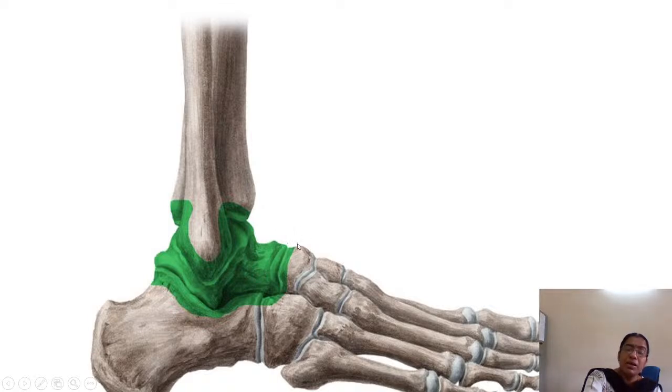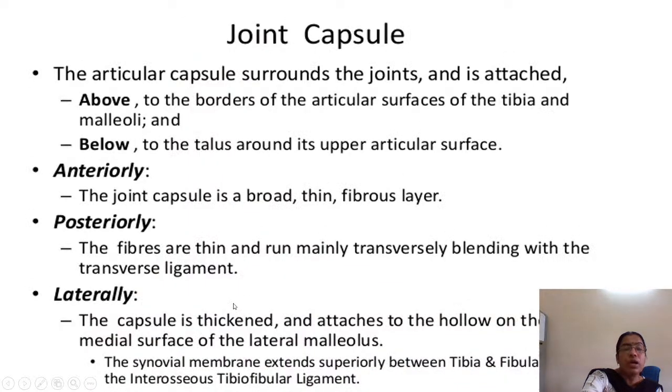This is the talus bone, this is the calcaneus bone, and the navicular, cuneiforms and the cuboid bone. Inferiorly the capsular ligament is attaching to the talus around its upper articular surface. So that is the attachment of the fibrous capsule above and below.